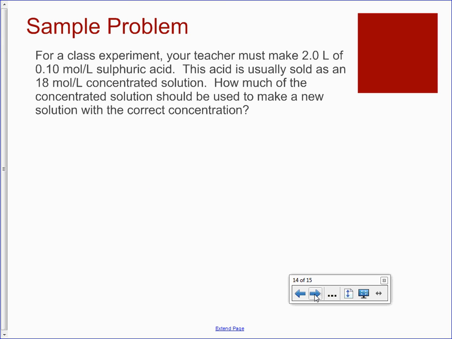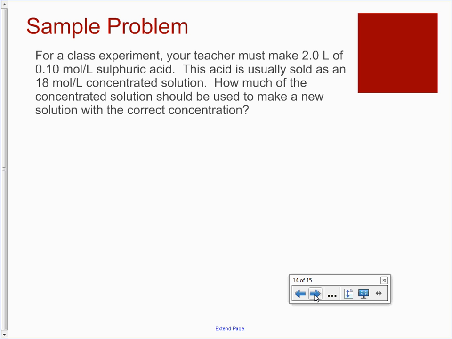So for a class experiment, your teacher must make 2.0 liters of 0.1 mole per liter sulfuric acid. This acid is usually sold as an 18 moles per liter concentrated solution. How much of the concentrated solution should be used to make a new solution with the correct concentration?